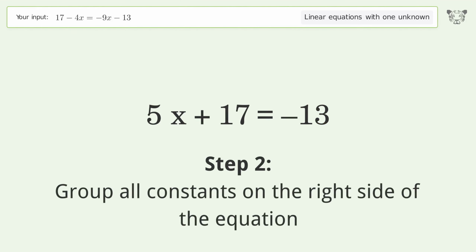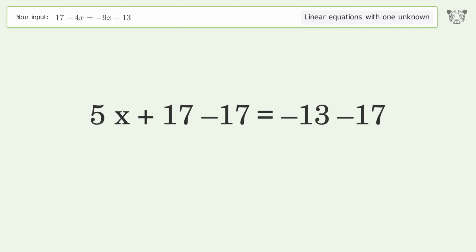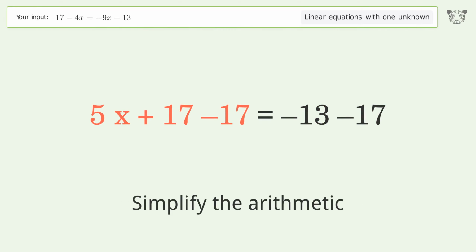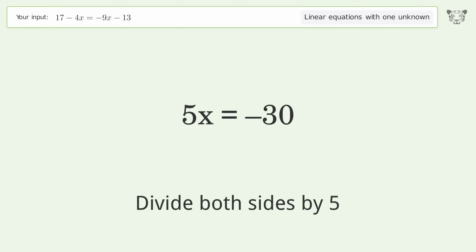Group all constants on the right side of the equation. Subtract 17 from both sides. Simplify the arithmetic. Isolate the x. Divide both sides by 5.